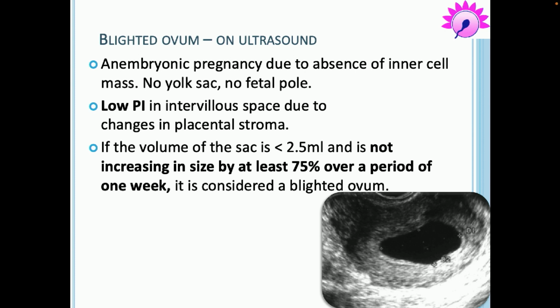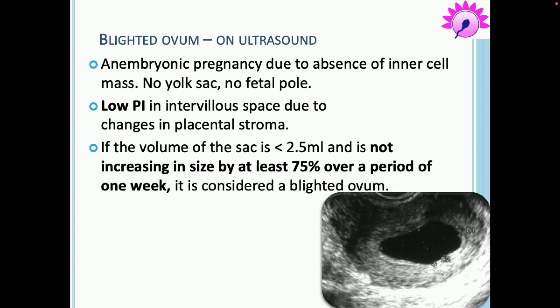Blighted ovum. Blighted ovum, it is an embryonic pregnancy where you are not seeing even the yolk sac. If the yolk sac has appeared and has disappeared, it is not a blighted ovum. That is a missed abortion. But if you are seeing no yolk sac at all, even when the gestational sac has grown beyond 10 millimeters, that is when you start suspecting it is a blighted ovum.